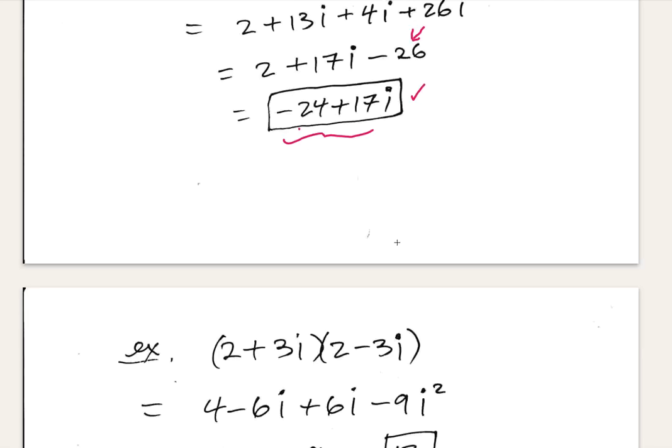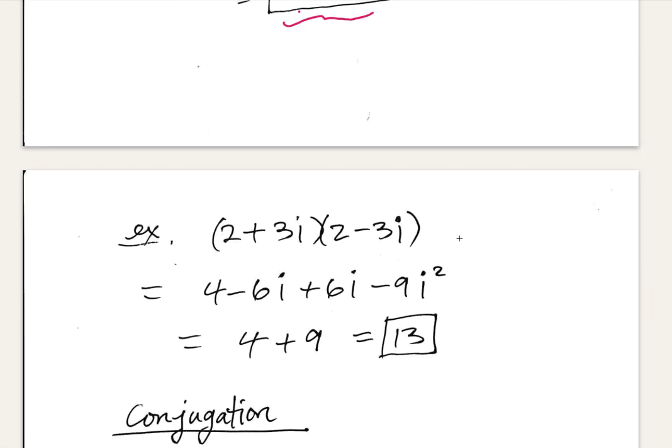Box in your final answer. Okay, here's an interesting one I want to do. I want to go 2 plus 3i times 2 minus 3i. Now you notice these two complex numbers differ in a very simple way. One has addition between the terms, and the second one has subtraction between the terms. Otherwise, they're identical, right? Now, when I multiply these, again, just FOIL it out.